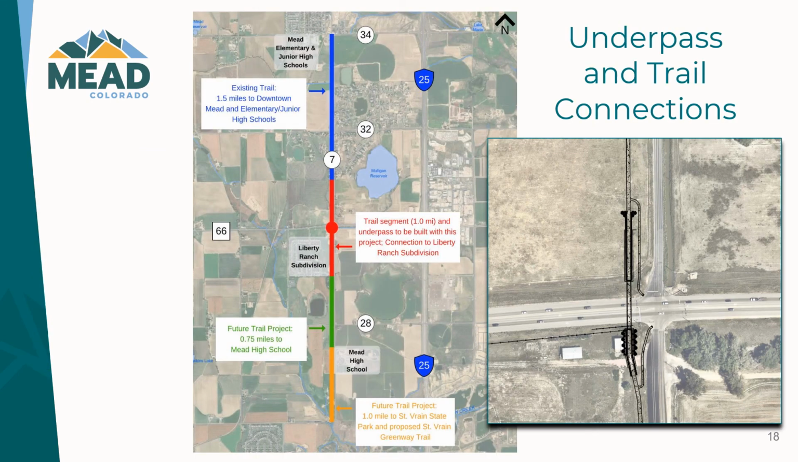Related to the underpass, we have some trail connections that need to be made in order to utilize it here. The blue line is the existing trail that starts downtown, and the red line then would be north of 66 across a development known as Mead Place. South of 66 would be across the Liberty Ranch subdivision frontage, and then continuing south, additional trail connections to get all the way to Mead High School. On the right-hand side there we have just a conceptual drawing of perhaps what that underpass might look like.